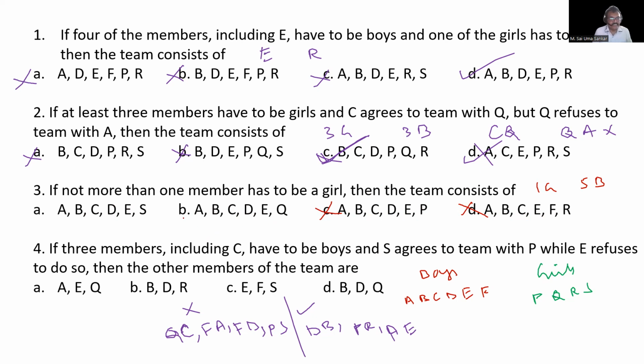If Q is there, Q and C cannot go with each other. So what is the answer? Option A is the correct answer.